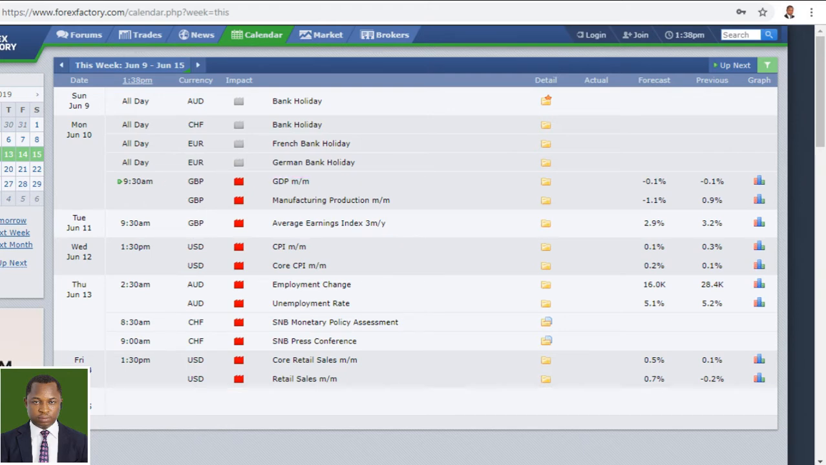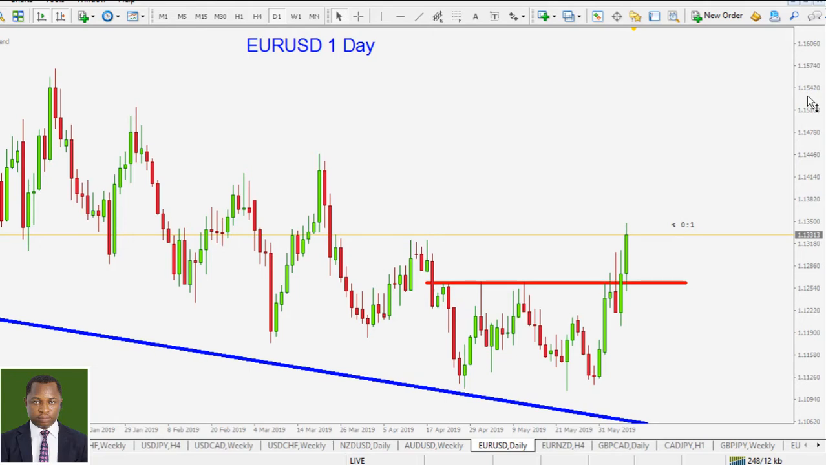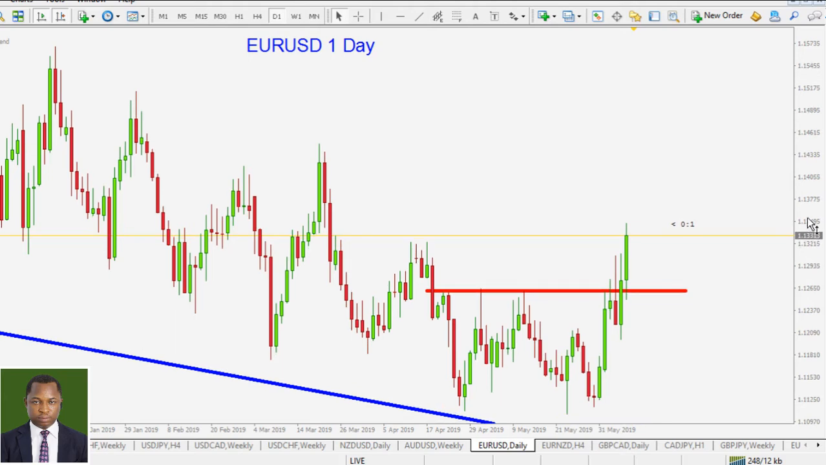All right, let's look into the charts and see what we have waiting for us. The first one is the euro against the American dollar. Last week was quite impressive. Like I said, the market volume was very impressive. It's what we have been praying to see. We have been longing to see this kind of market volume, this kind of price action. It is beginning to happen, and we are very happy about it.